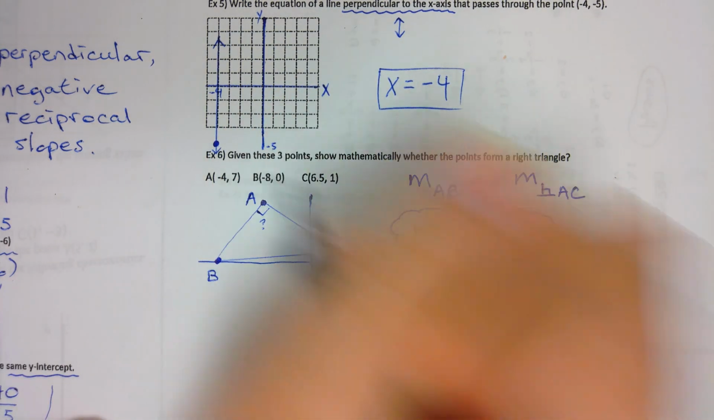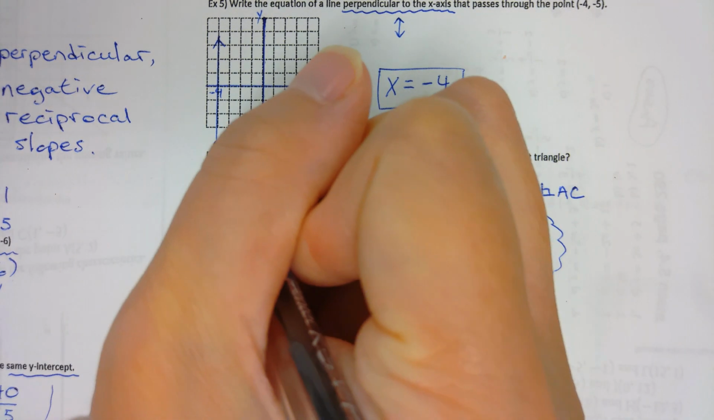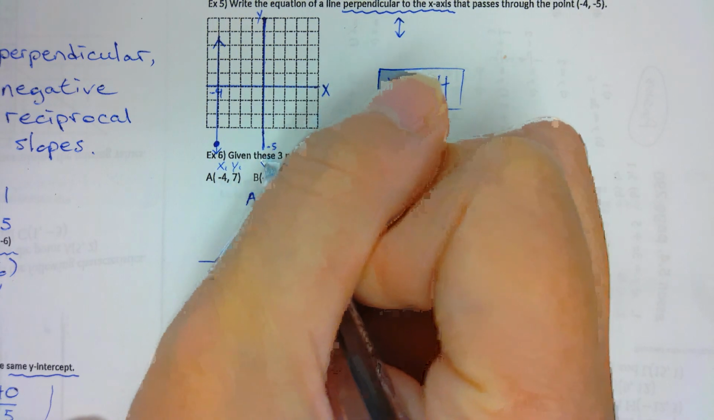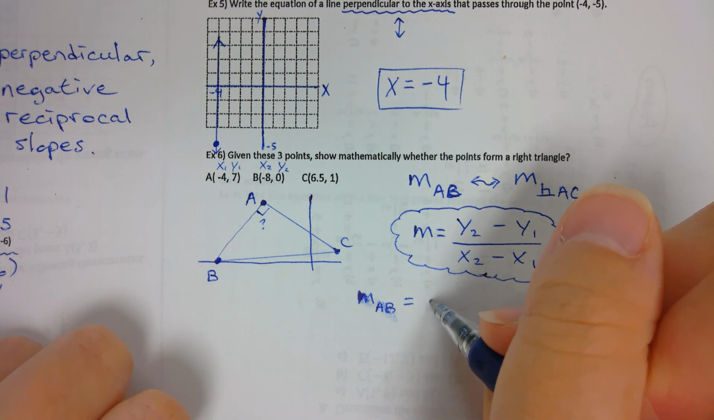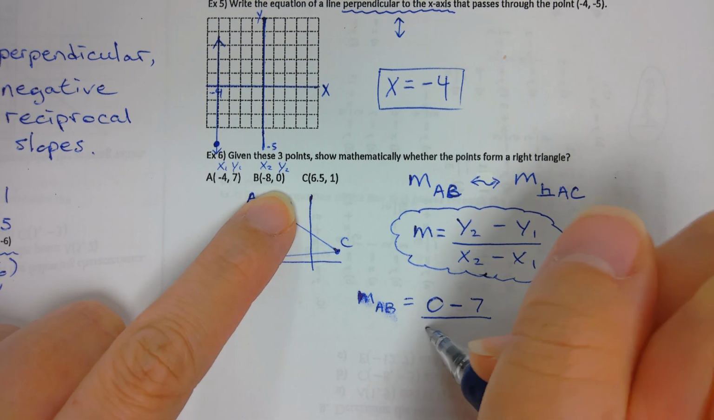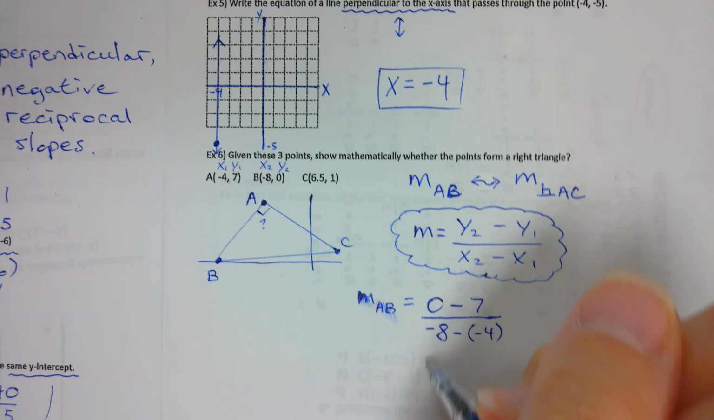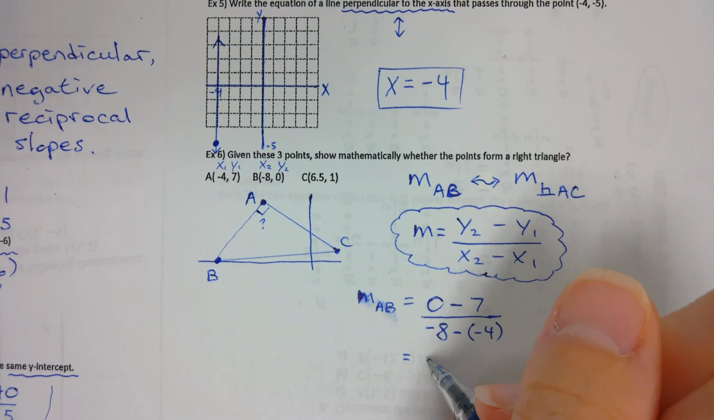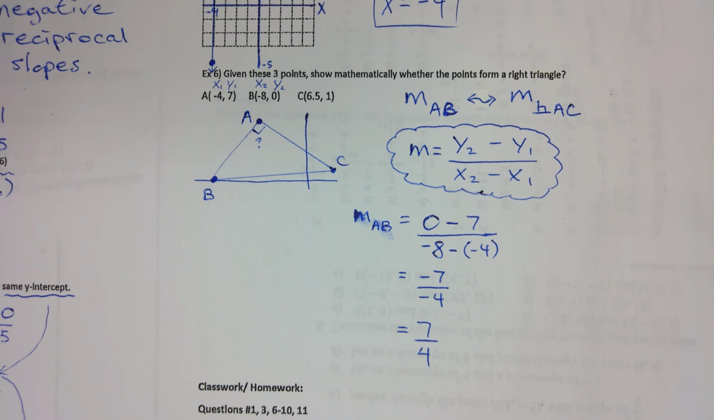Alright, I'm going to do the slope of AB first. So I'm going to call this my x1, y1, x2, y2. So y2, 0, minus y1, 7, over x2, negative 8, minus x1, negative 4. Alright, be careful of the double negative sign. So you get negative 7 over negative 4, which I can simplify to 7 over 4.